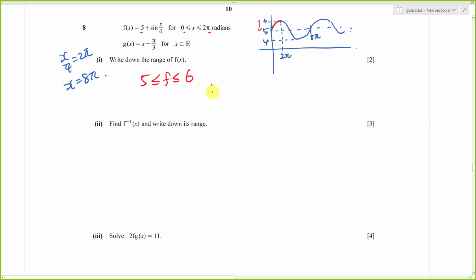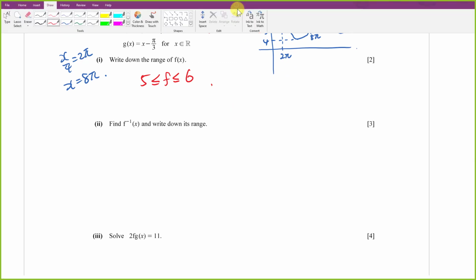You need to see carefully, because I believe a lot of students will say 4 to 6. But because it's only up to 2 pi, if it were up to 6 pi or 8 pi, then it would be 4 to 6. But up to 2 pi only. Alright, I hope you get the idea.